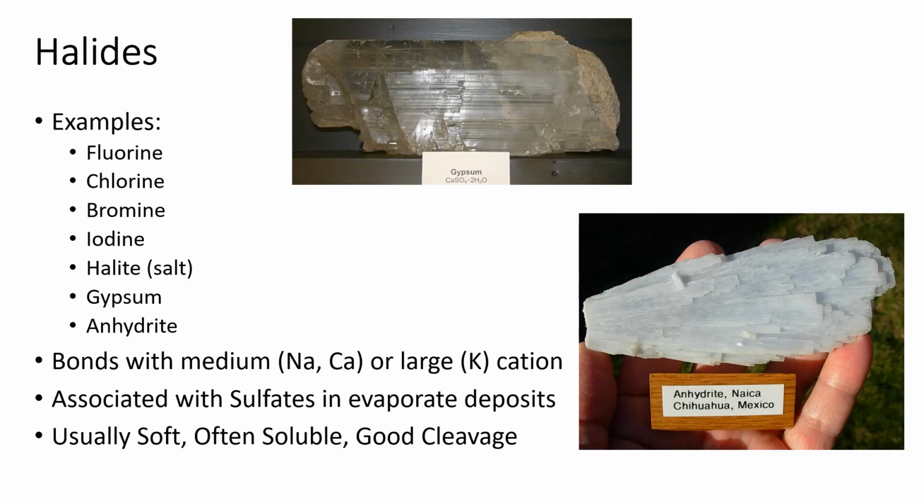The halides, like fluorine, chlorine, bromine, iodine, halite, gypsum, and anhydrite, bond with medium sodium, calcium, or large potassium cations. They are associated with sulfites in evaporite deposits, and they're usually soft, often soluble, and have really good cleavage.